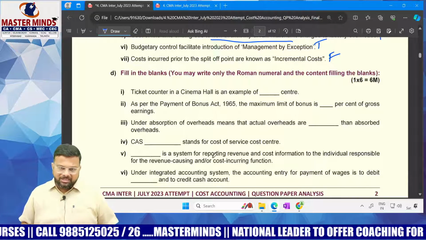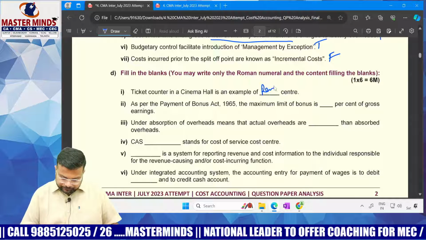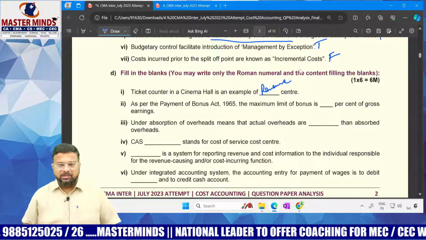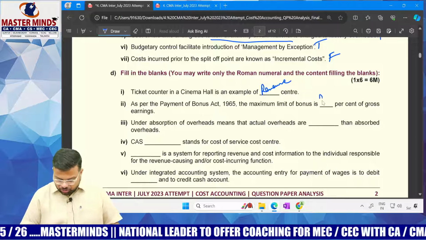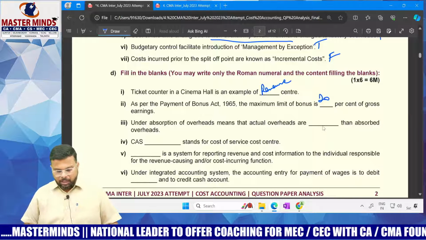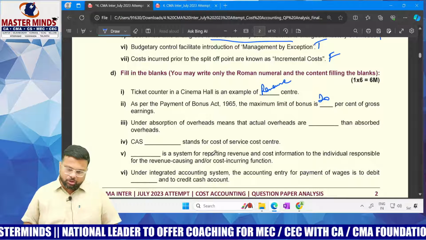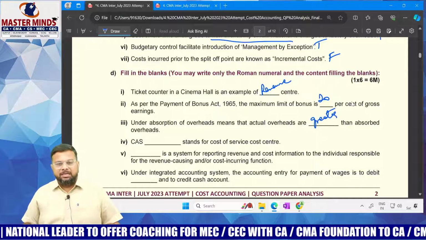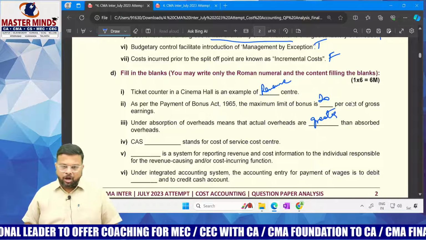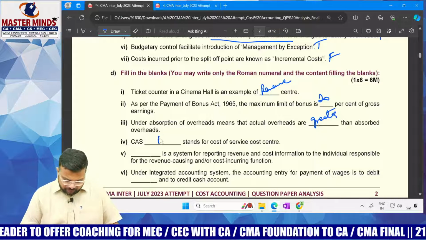Ticket counter in a cinema hall is an example of revenue center because we earn, right? As per Payment of Bonus Act 1965, the maximum limit of bonus is 20%. Under absorption of overhead means actual overheads are greater than absorbed overheads. CS dash stands for cost of service cost centers, 13 if I am not wrong.